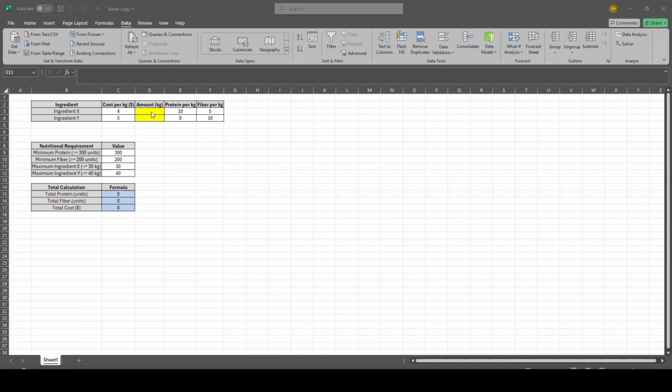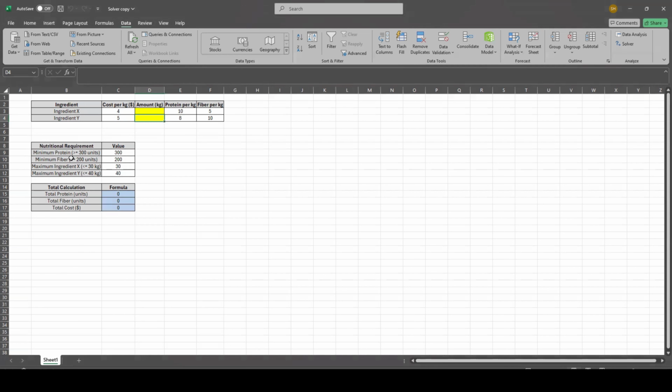So let's use Excel Solver to figure out the amount of ingredient X and ingredient Y that will give us the minimum cost as well as meet all the minimum and maximum requirements. Again, a recap of the minimum and maximum requirements from our question. Everything is given here: the cost per kg for ingredient X and Y, the protein per kg for ingredient X and Y, and the fiber per kg for ingredient X and Y.